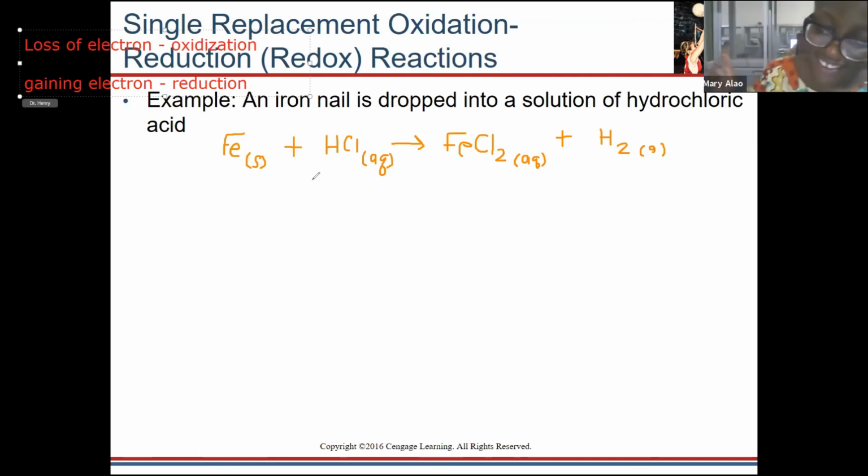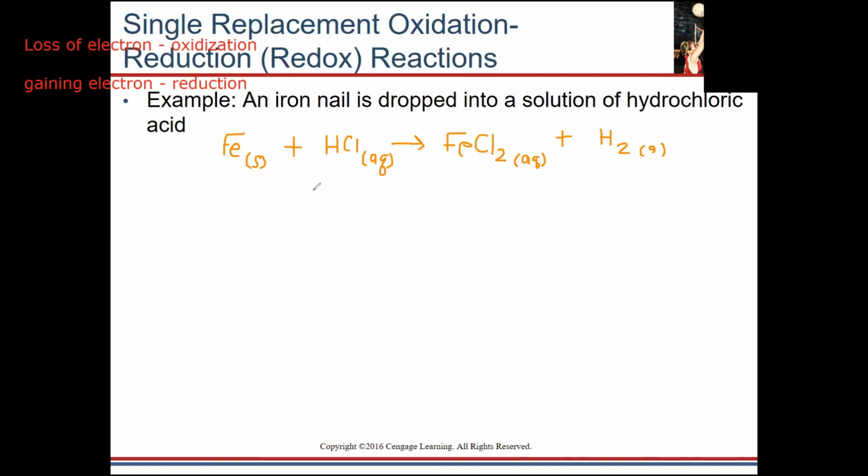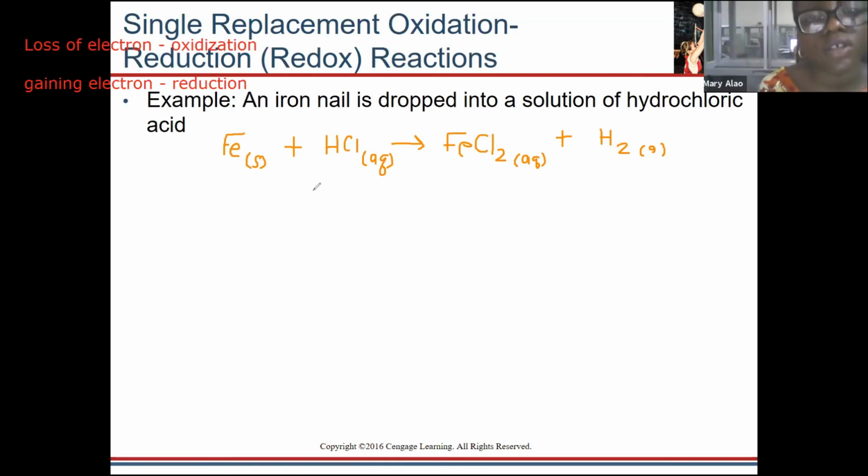Okay, is it balanced? No. What do we need to do to balance it? Add a 2. In front of. I like that. Add a 2. Where am I adding the 2?